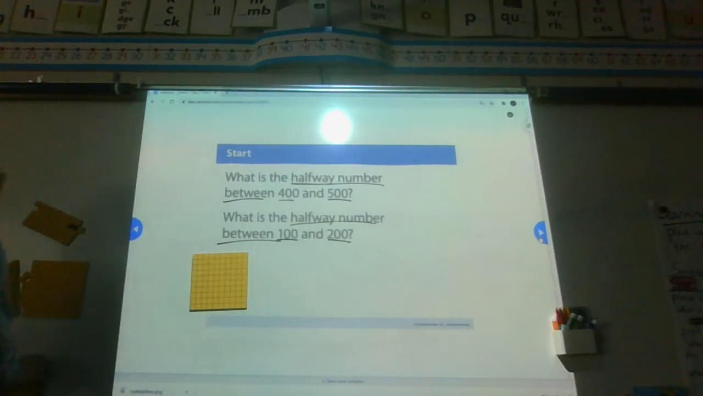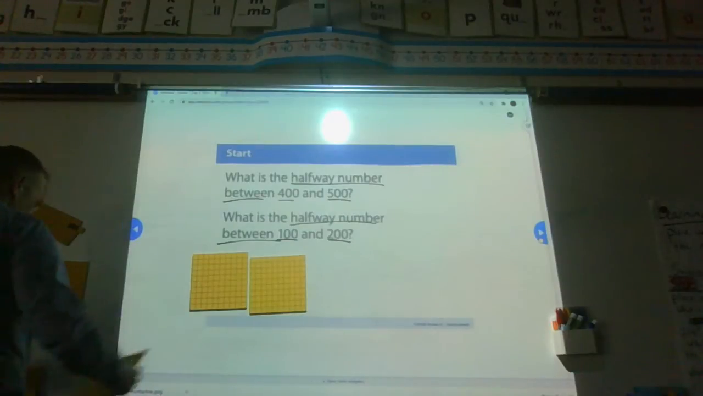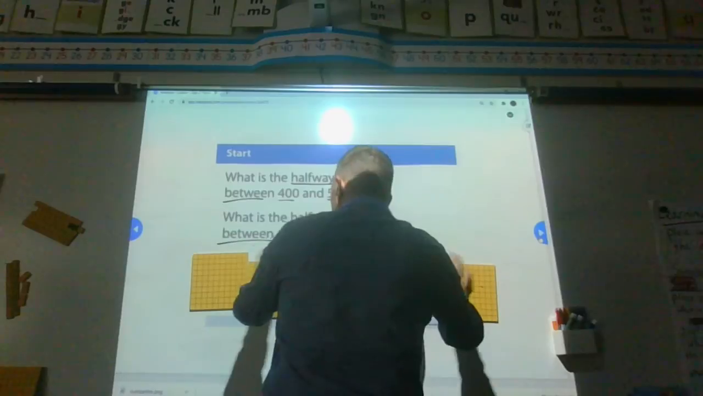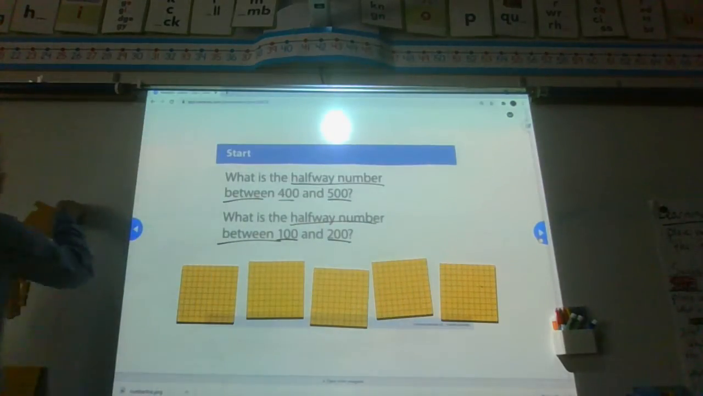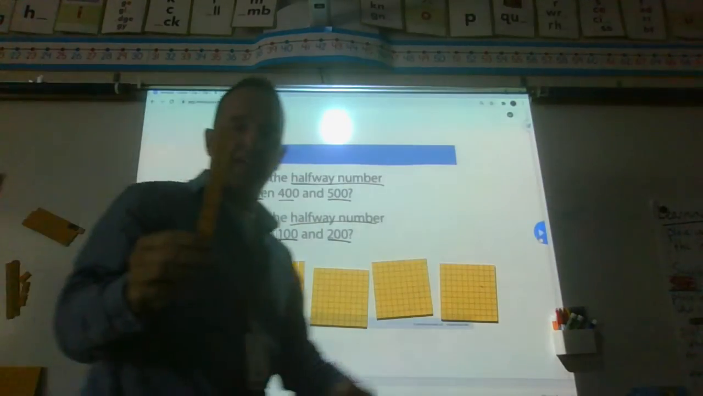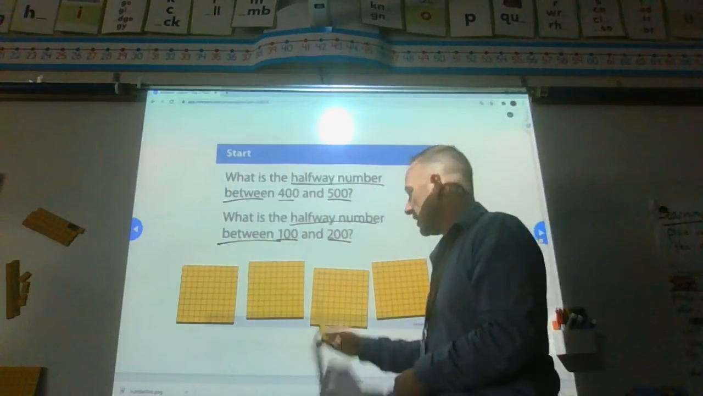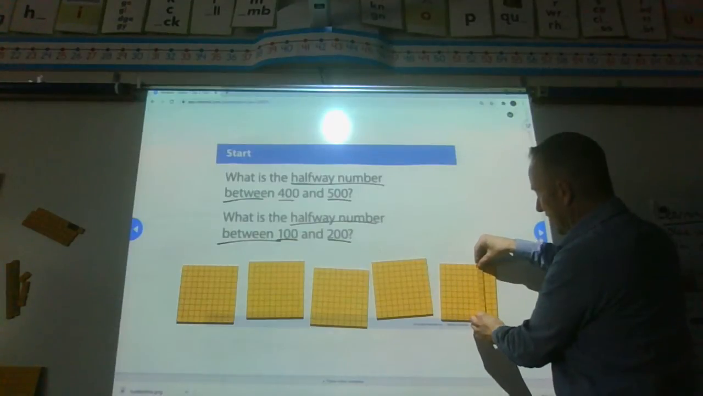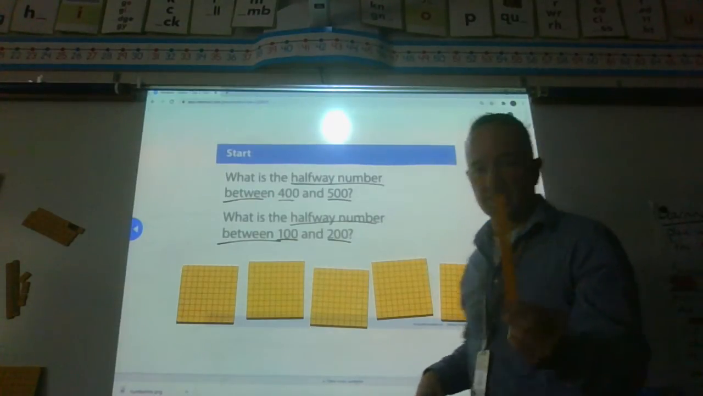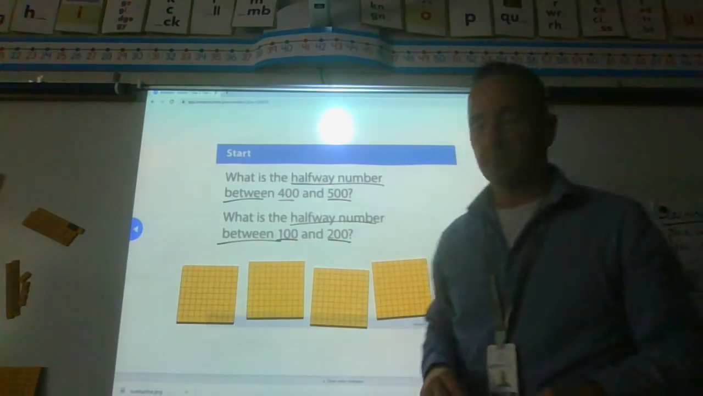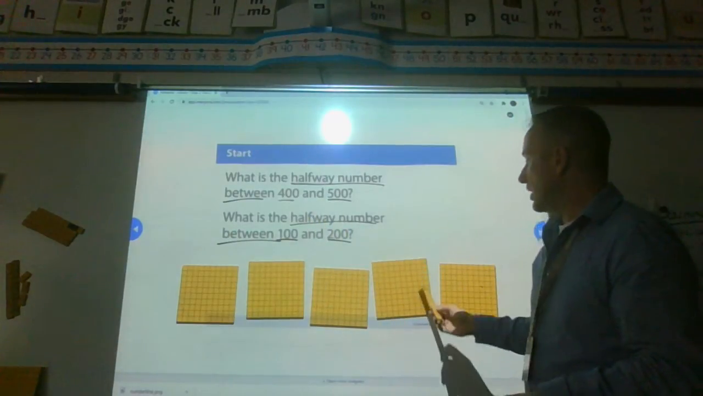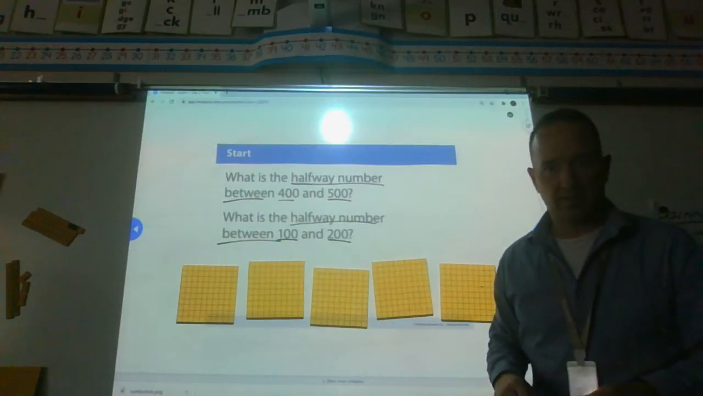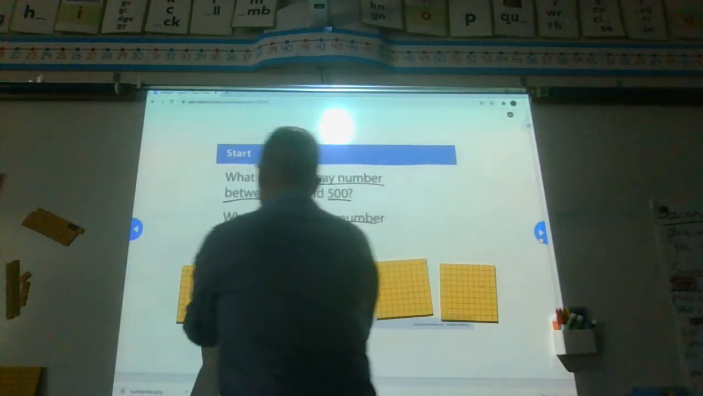So I have 100, 200, 300, 400, 500. Okay, we know that our 100 blocks are made up of 10 units of 10, right? If I put it in here, 1, 2, 3, 4, 5, 6, 7, 8, 9, 10. I have 10 units of 10 in one 100 block. Okay, and I want to know, so how do I get halfway between 400 and 500? Okay, well, let's take a look at this.